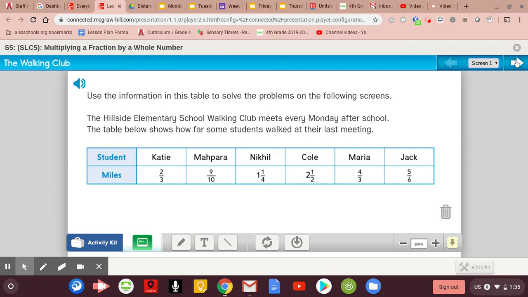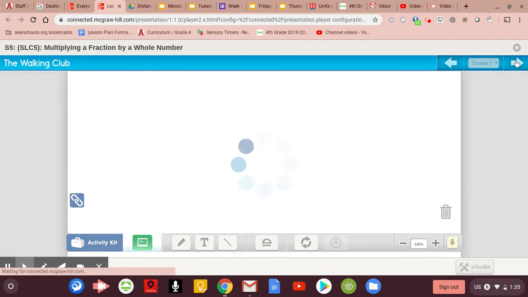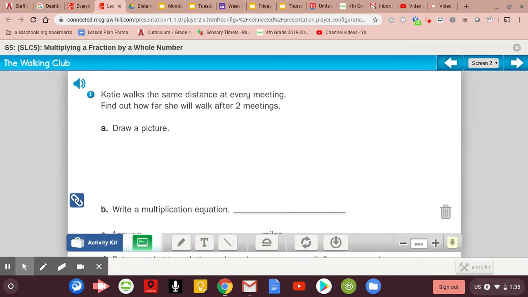If I go to the next part here, it says for number 1, Katie walks the same distance at every meeting. Find out how far she will walk after 2 meetings. If we look at the top of your page, it says that Katie walks 2/3 of a mile per meeting, so for 1 meeting. So we're going to draw a picture.